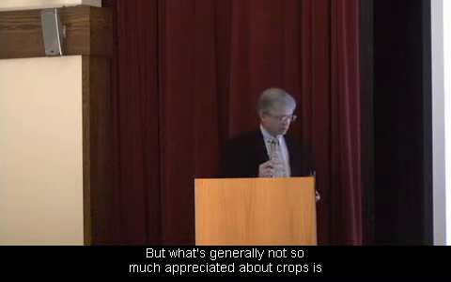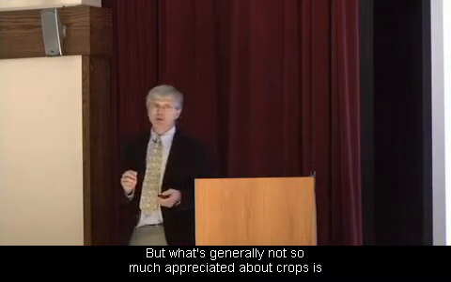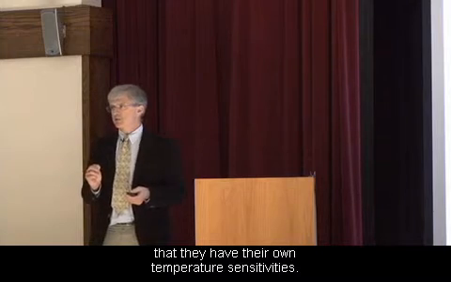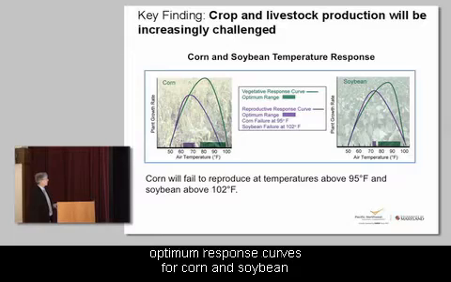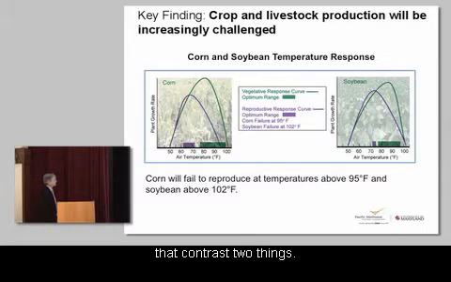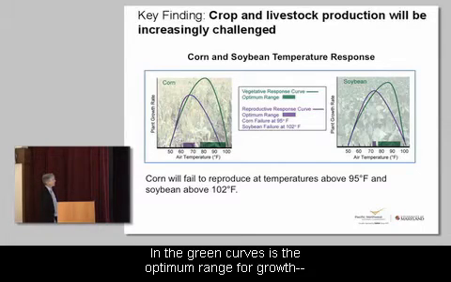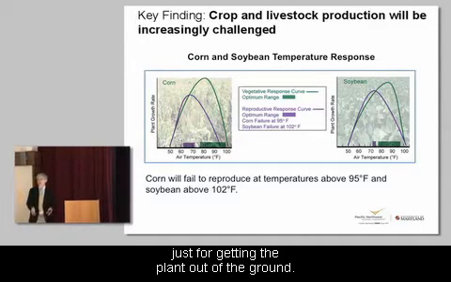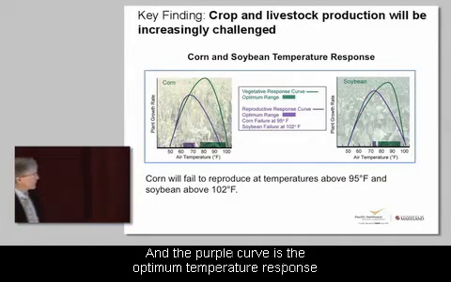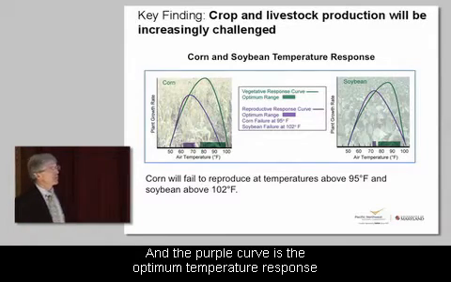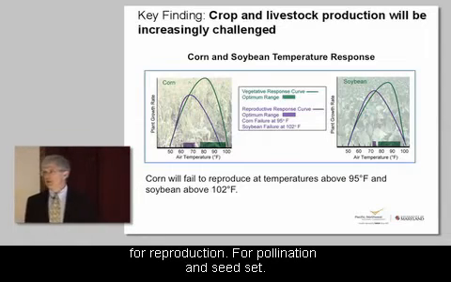But what's generally not so much appreciated about crops is that they have their own temperature sensitivities. And so these are the optimum response curves for corn and soybean, that contrast two things. In the green curves is the optimum range for growth, just for getting the plant out of the ground. How high is it going to grow? How much carbon is it going to sequester? And the purple curve is the optimum temperature response for reproduction, for pollination and seed set.